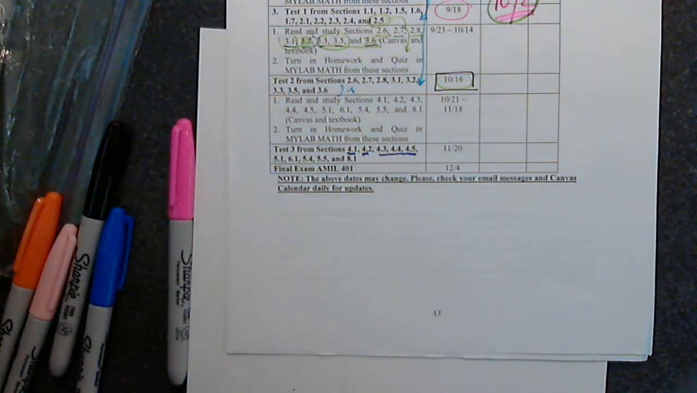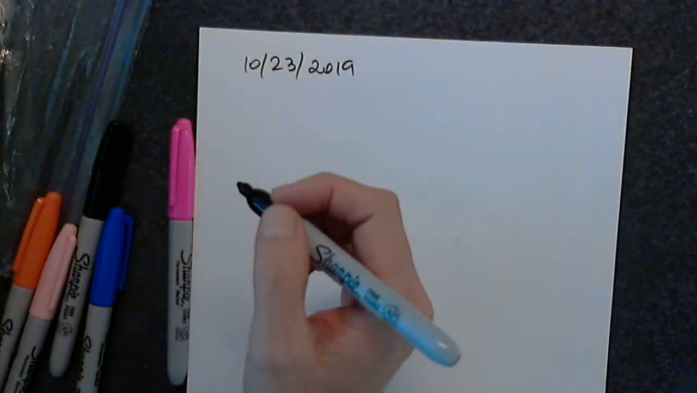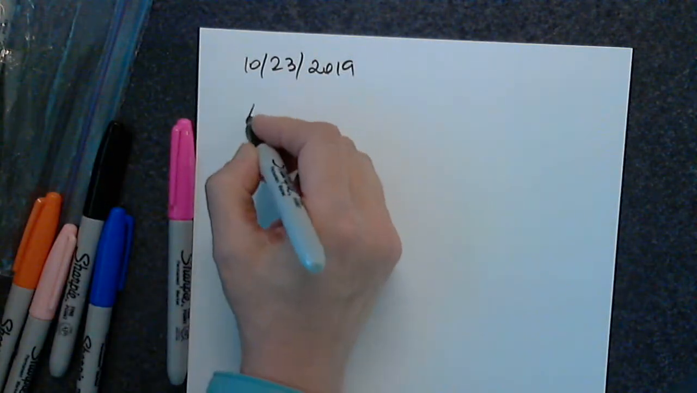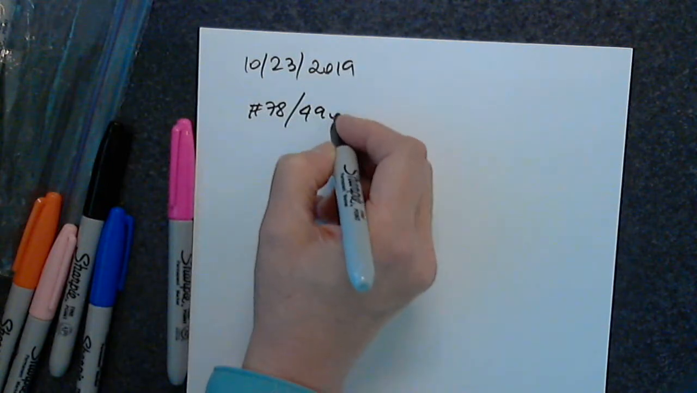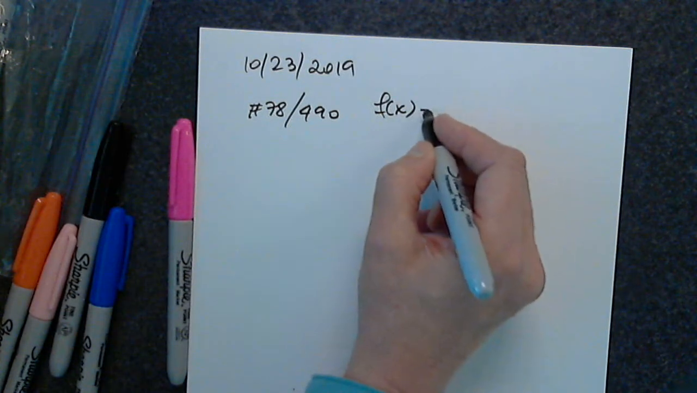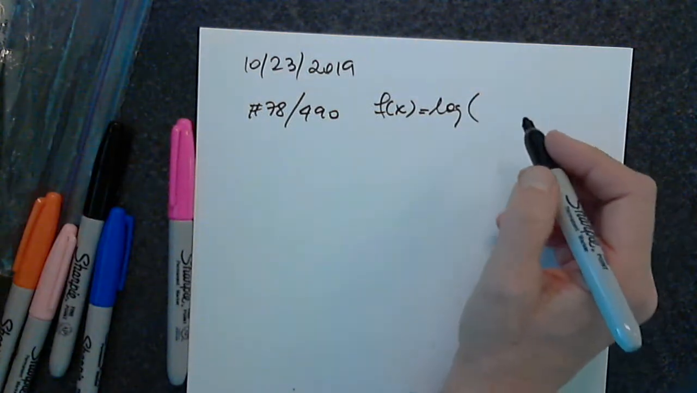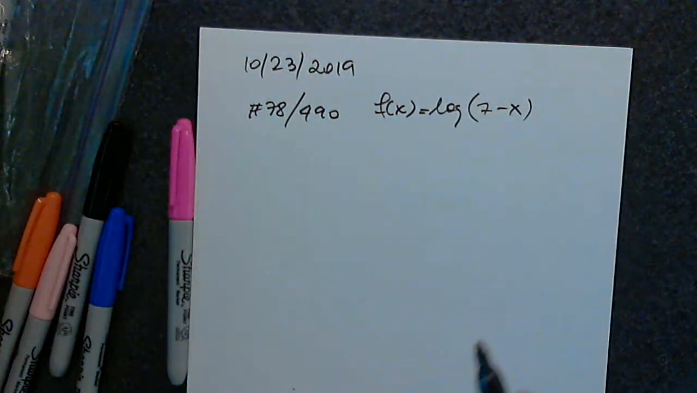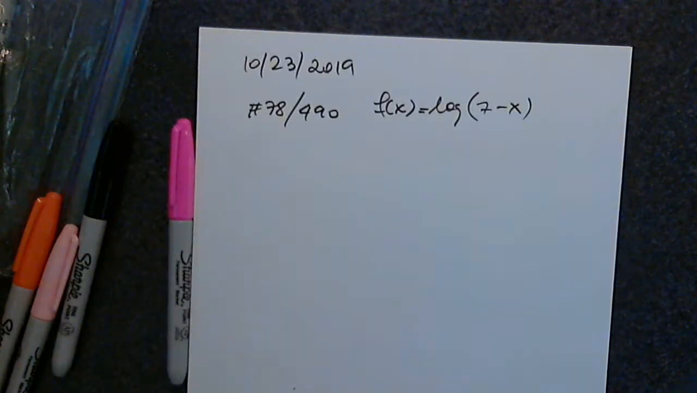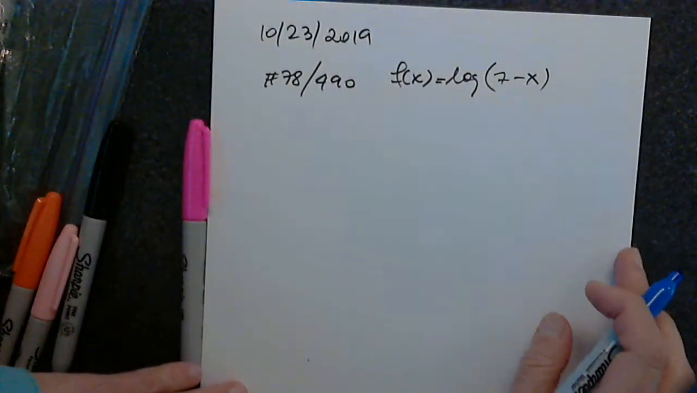Okay, any questions? Okay, so let's go back to 4.2 on page 490. Let's say problem 78. We're given a function f of x equals log. I don't see the base. What is the base when there isn't one? Very good. The question is asking us the same thing. Find the domain.